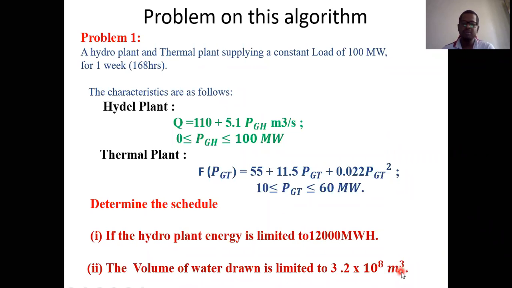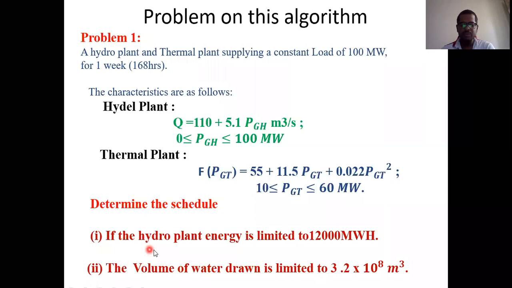So we need to solve the scheduling problem. We need to find PGT and PGH, and at the same time the durations TT and TH. Our target is to find 4 parameters. What are those 4 parameters? First we need to find PGH and PGT. At the same time we need to find the timings also, that is TT and TH.